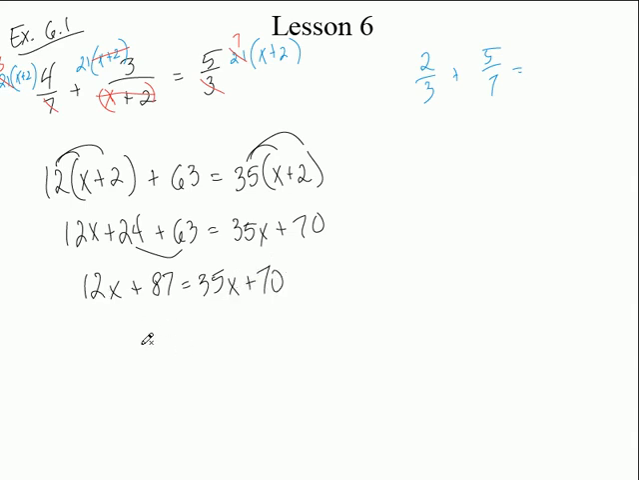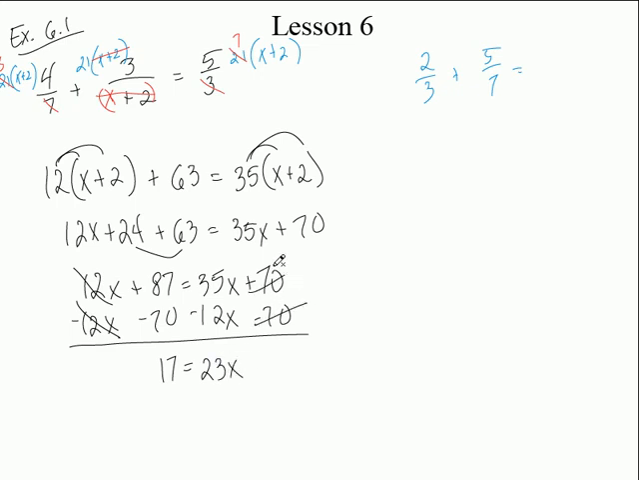Let's get the x on the same side. So you could put the 35x on the left-hand side, or you could put the 12x on the right-hand side. Right? I'm going to put the 12x on the right-hand side, just to make it positive. Is that all right? So I'm going to subtract a 12x from both sides. Now look, this 70 is over here with this x. I want to move that, so I subtract a 70 from both sides. Look what I get. 12x is canceled out. 87 minus 70 is what? 17. And then 35 minus 12 is, what's that? 23.